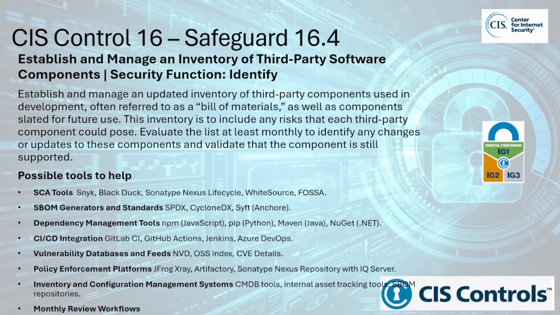Why is this safeguard important? Third-party software components, such as open source libraries and frameworks, can introduce hidden vulnerabilities into an application. Without a clear and current inventory, teams may use outdated or unsupported components. Known security issues may go undetected. There's limited visibility into supply chain risks.